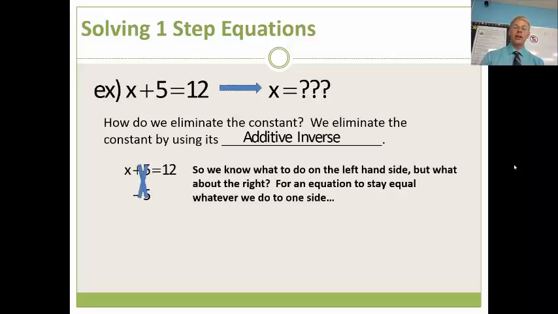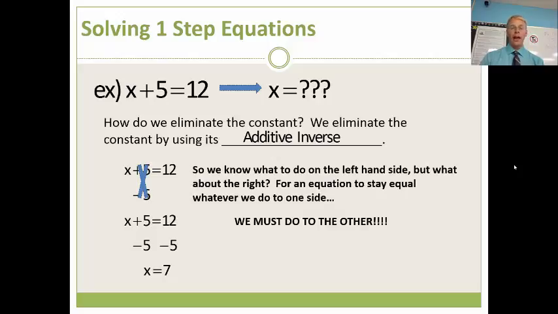Now, here's the deal. In an equation, we have to stay balanced. It's equal. So whatever we do to one side of the equation, we must do to the other. Which means if I subtract 5 on the left, I also have to subtract 5 on the right. Now x is alone, and we can see 7 is our solution. And we can check our work by doing, what's 7 plus 5?